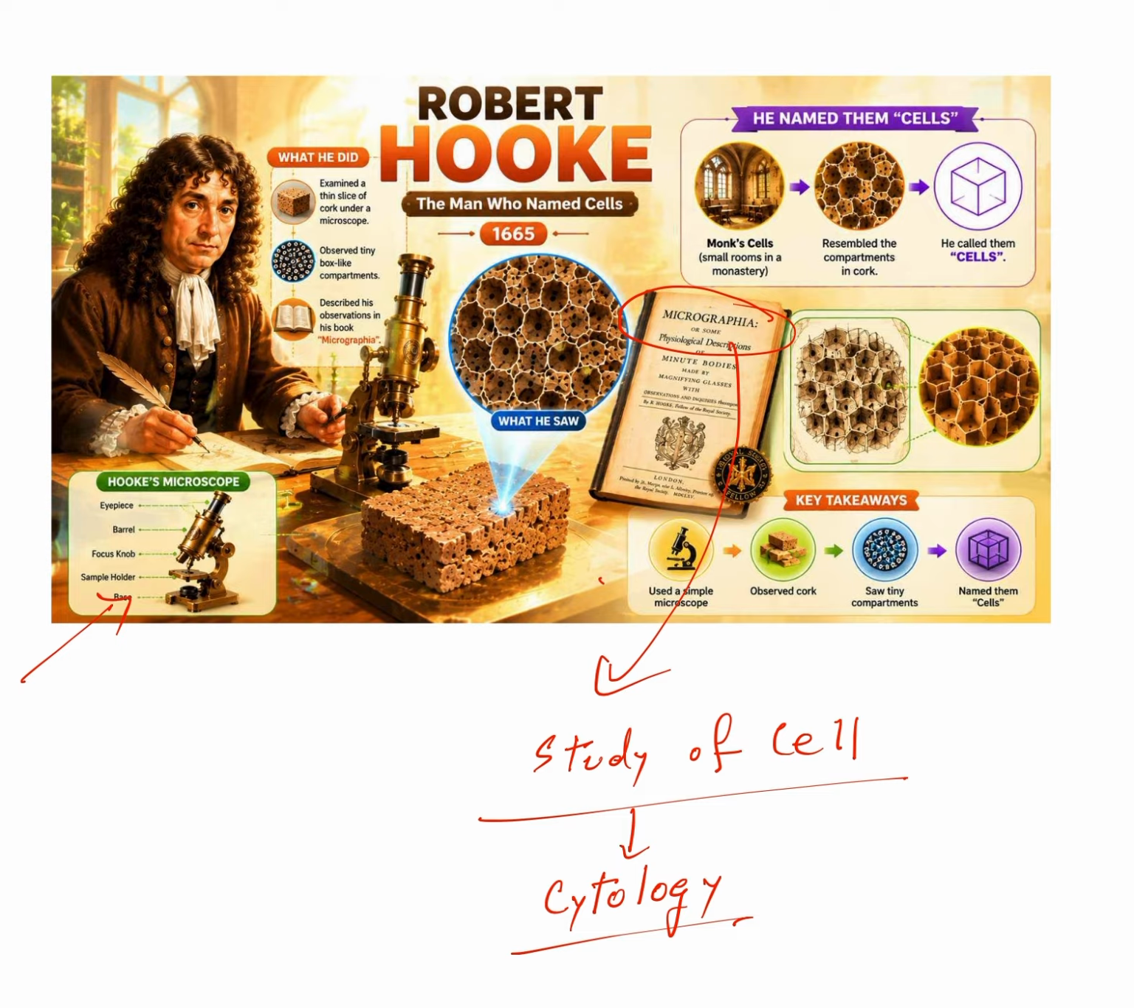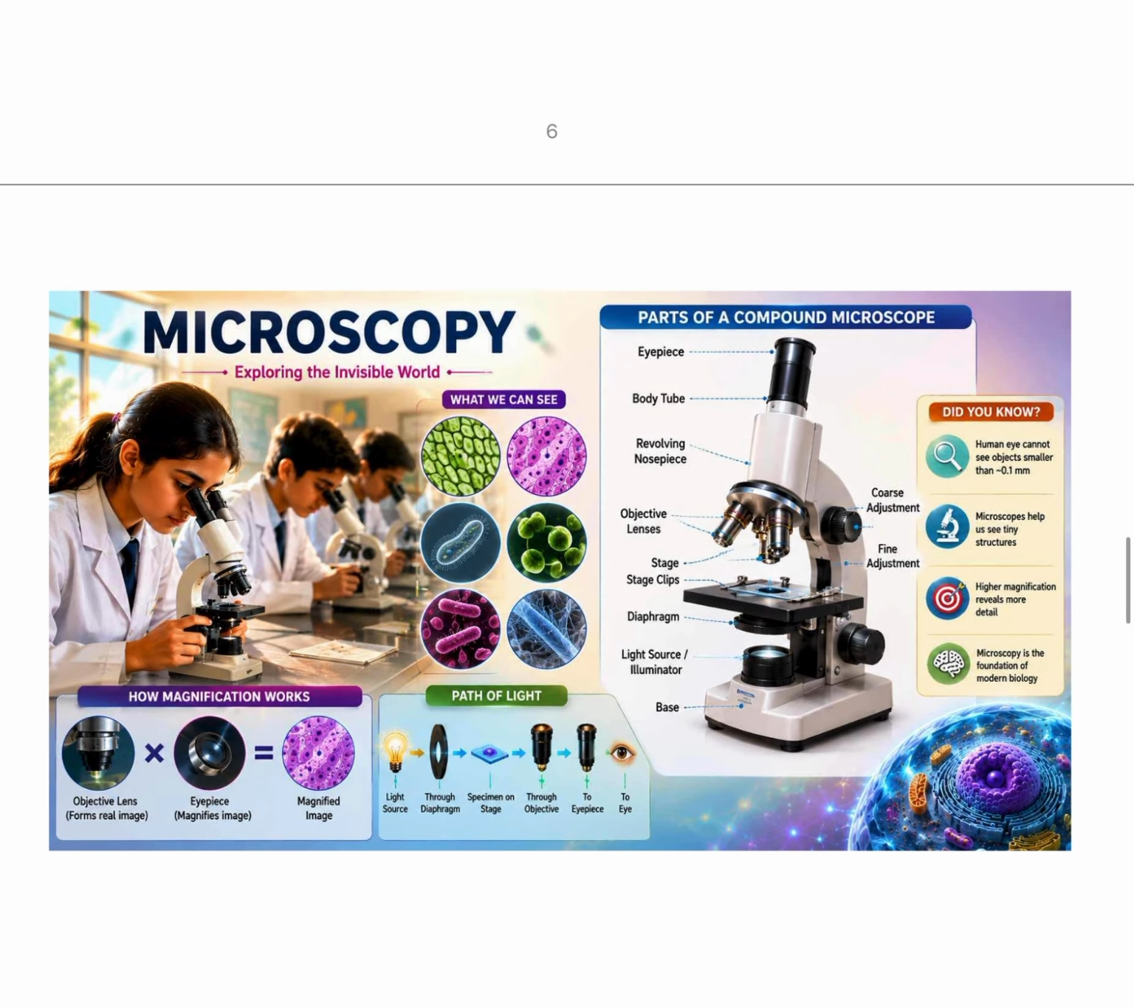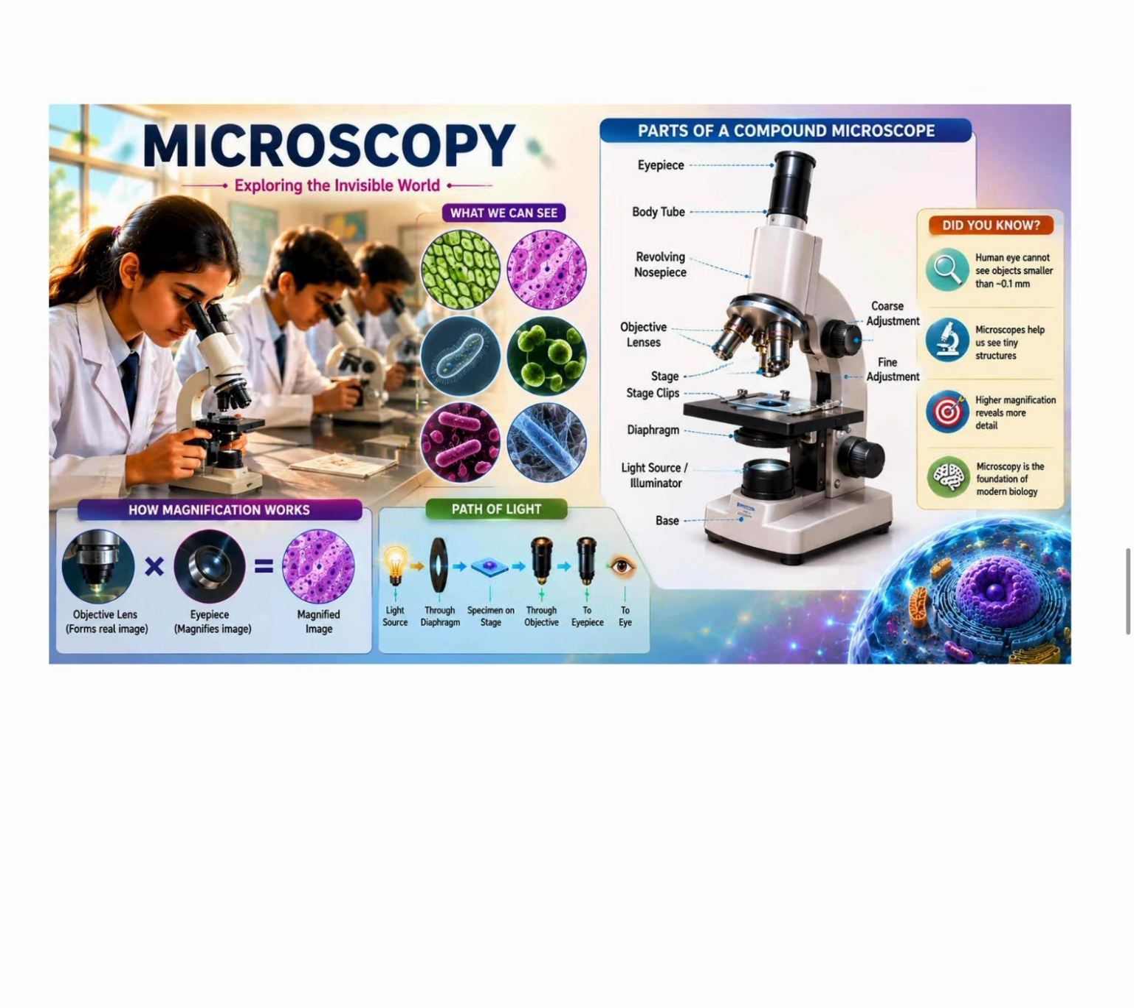He used a simple microscope, but unlike Leeuwenhoek, he used 2 lenses. He observed cork cell, then saw tiny compartments, and named them the cell. Next. As Robert Hooke had already discovered, but that microscope was very primitive, it was limited in magnification.